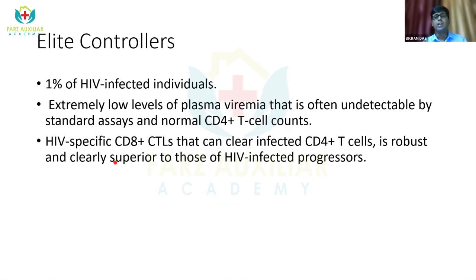What are the elite controllers? They are a more special group, only 1% of HIV infected individuals. Here, the viremia is extremely low, often undetectable, and CD4 counts are normal. So a subgroup of the non-progressors will be elite controllers with undetectable or very low levels of viremia. Here, the HIV-specific CTLs, or cytotoxic T lymphocytes, can clear the infected CD4 cells, and the immune response is robust, and that's why the HIV does not progress.